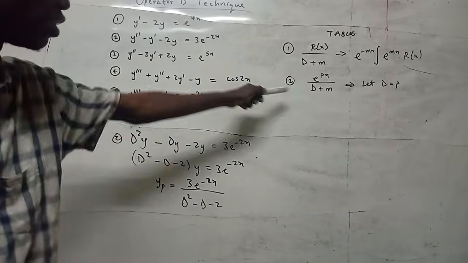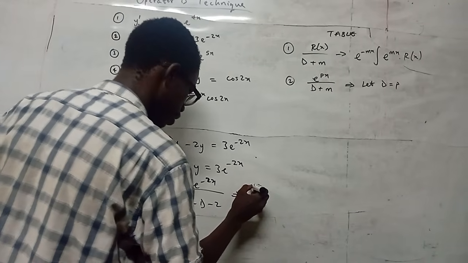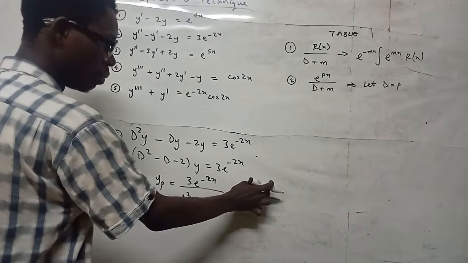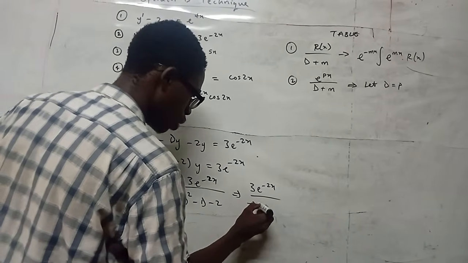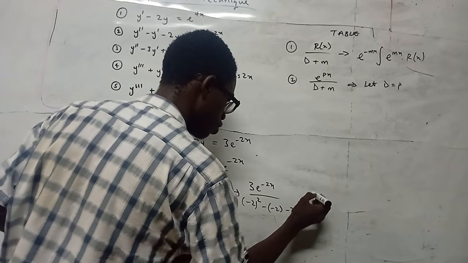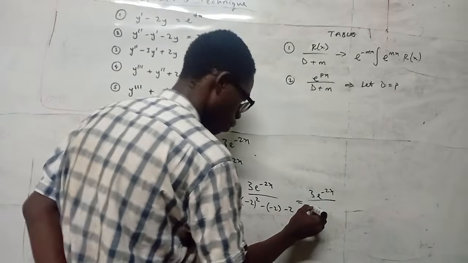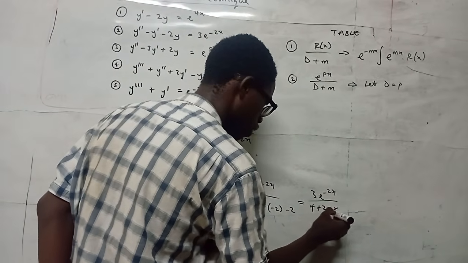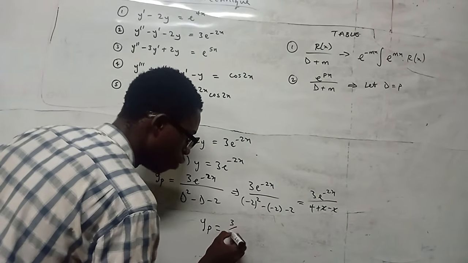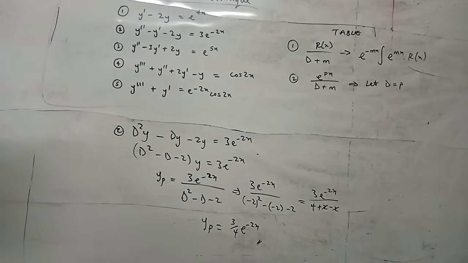To solve this using the second method, we are going to say let d equals p. So we are going to have 3e to the minus 2x over, now d equals p, our p is minus 2, minus 2 squared minus 2 minus 2. This gives us 3e to the minus 2x over minus 2 squared is 4, 4 plus 2 minus 2, which cancels out. So we have our y particular equals 3 over 4 e raised to power minus 2x. And this is our particular solution using this second method.